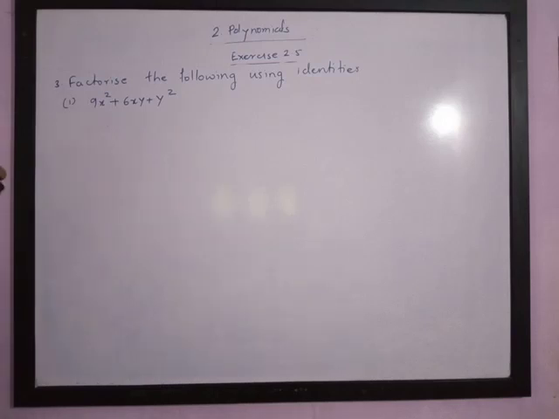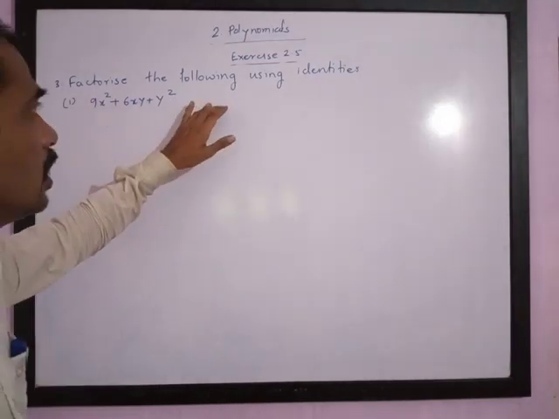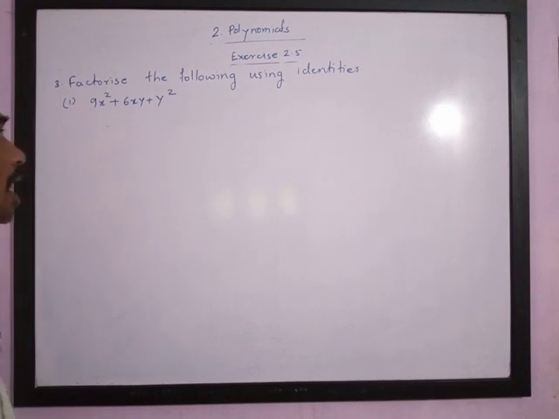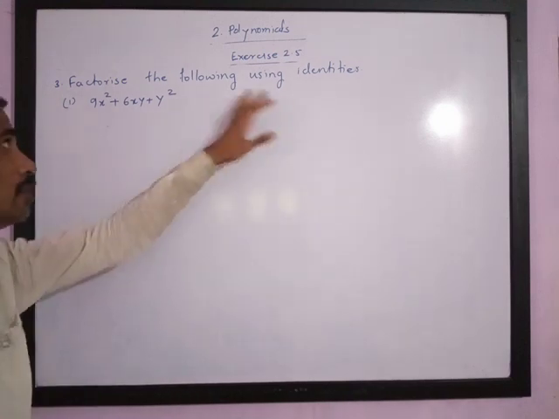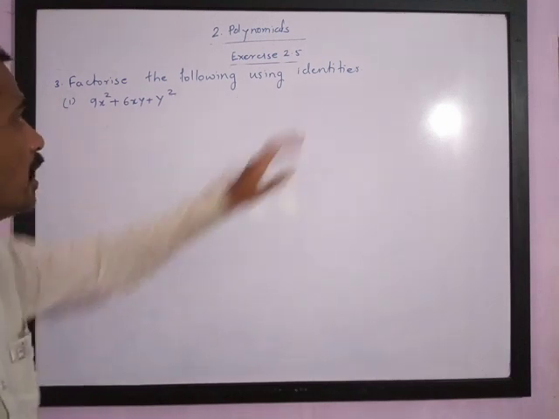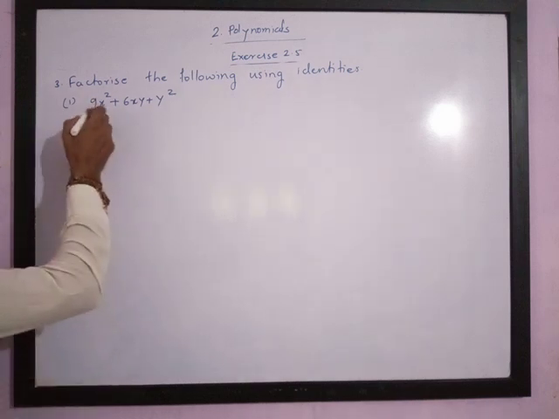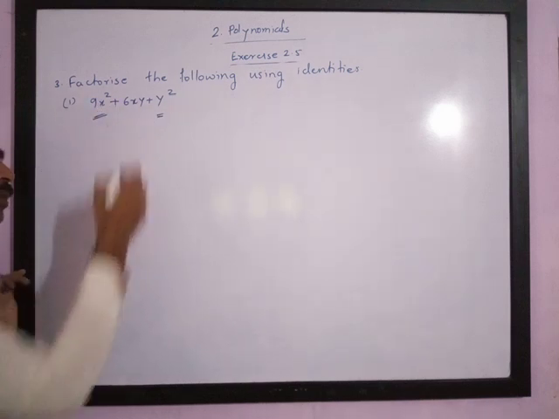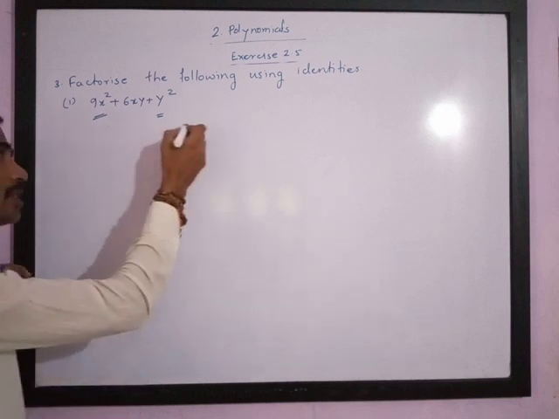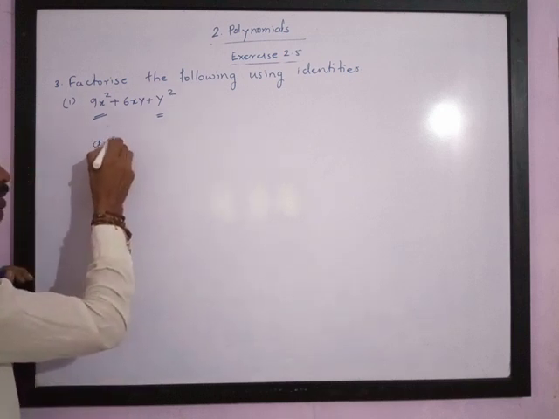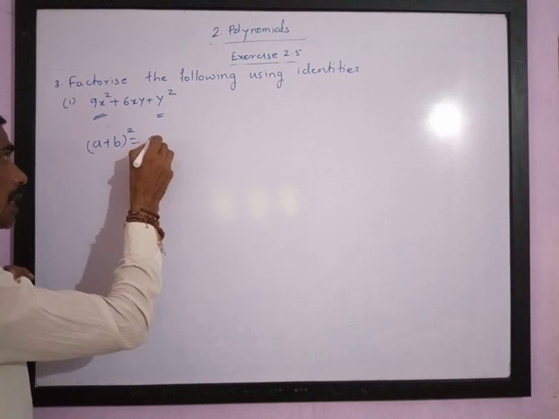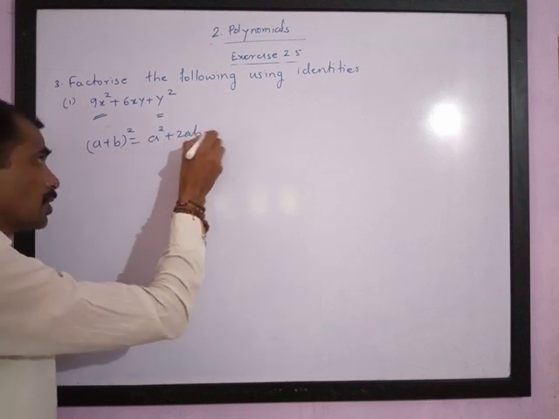Dear students, next question is to factorize the following using identities. Now, we can solve those problems by using identities which are perfect squares. That is, the first term is a perfect square and the last term is a perfect square. Now we know the identity: (a plus b) whole square is equal to a square plus twice ab plus b square.